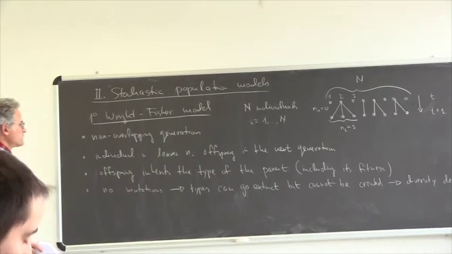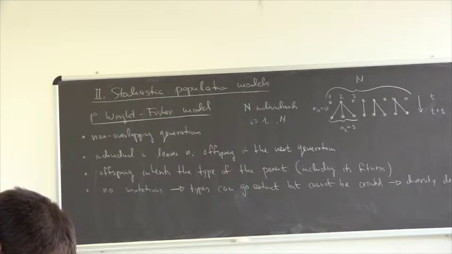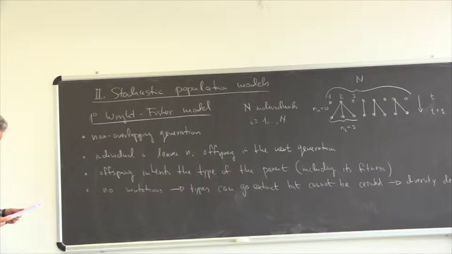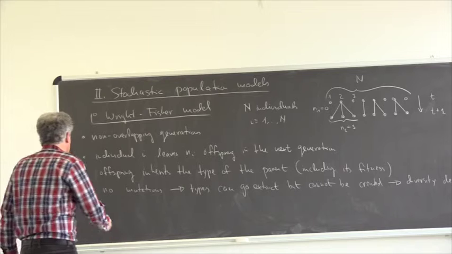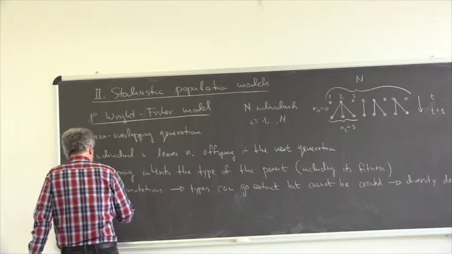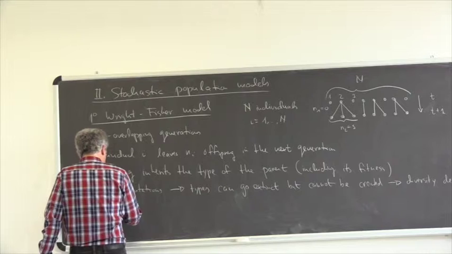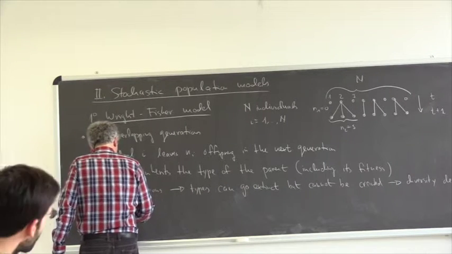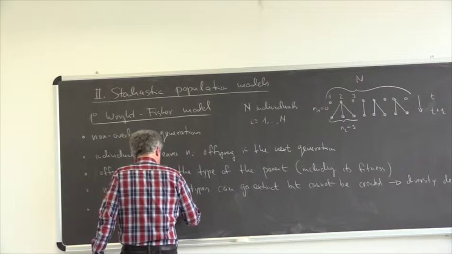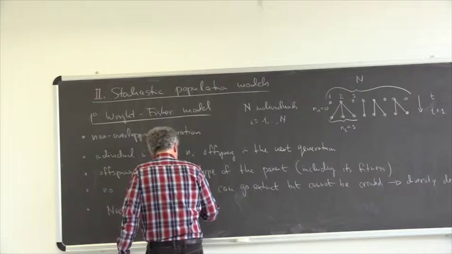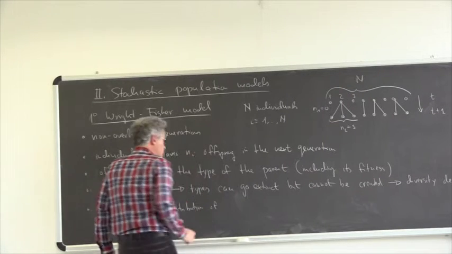Okay, so this is the general framework. Now we have to define the model more mathematically. So what we need, and what we're looking for, is a kind of joint distribution of these offspring numbers.